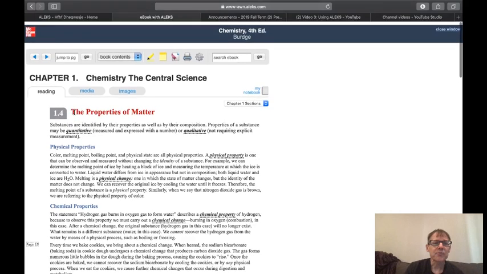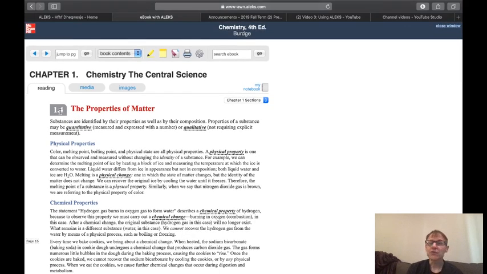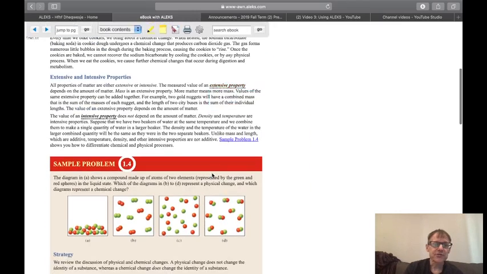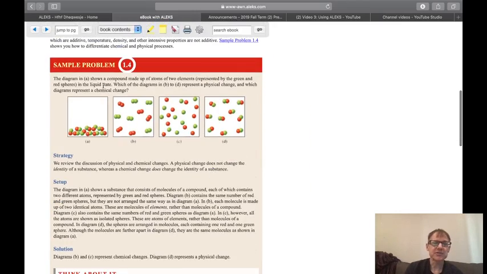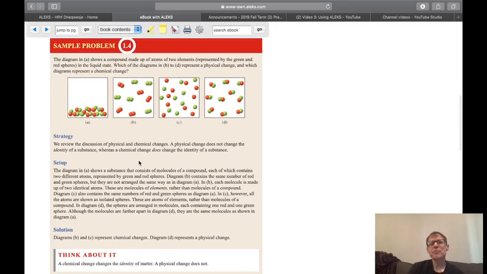So for example, here I am in section 1.4, the properties of matter. There's going to be some material that you're going to read through here, and then there are going to be sample problems. And again, the course syllabus tells you which sample problems to do. The sample problems are a nice way to start working on problems because the author actually gives you a strategy, a setup, and a solution.